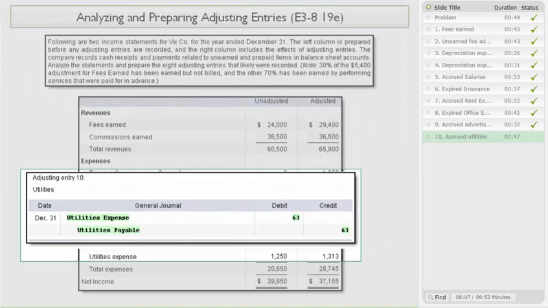And the last item on the income statement we see is utilities expense, which increased by $63. The most likely reason for that is that we're recording accrued utilities, which means we're recording utilities that we used during the period. In this case, I believe the period is a year, and we're recording utilities that were used in the generating of revenues because we're attempting to match expenses to revenues, but they're accrued because we have not paid for them yet. So we debit utilities expense for $63 and credit utilities payable in the same dollar amount.